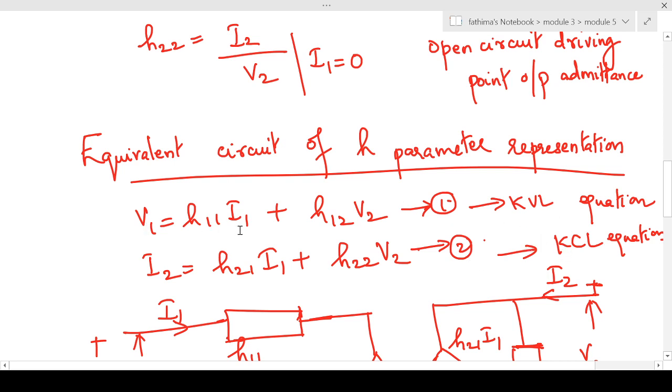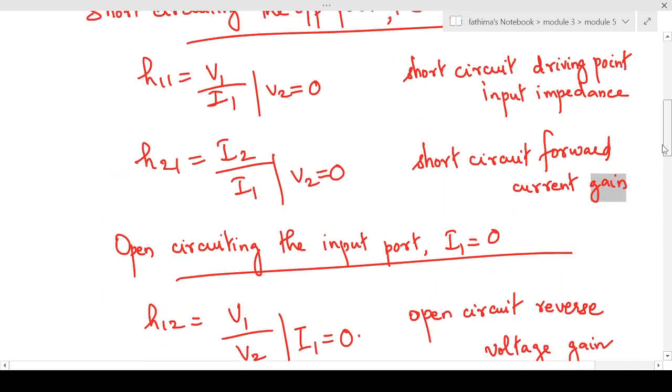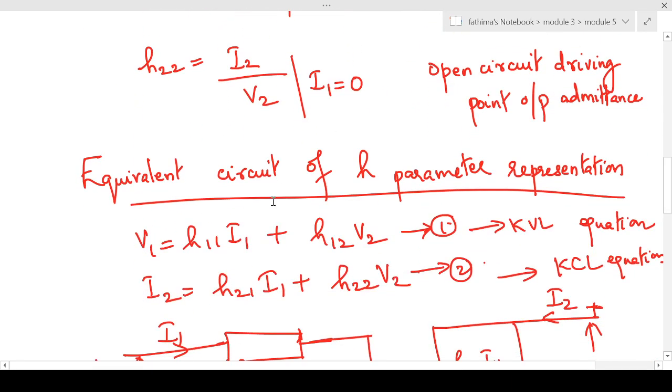You can say this is V1 is equal to, so this is a voltage, H11 into I1 is a voltage. If you look at what is H11, you can see that H11 is V1 divided by I1. So that into I1 gives V1. So that means this is a voltage. And H12 into V2, if you look at it, you can see that this is also a voltage. So this is the KVL equation.